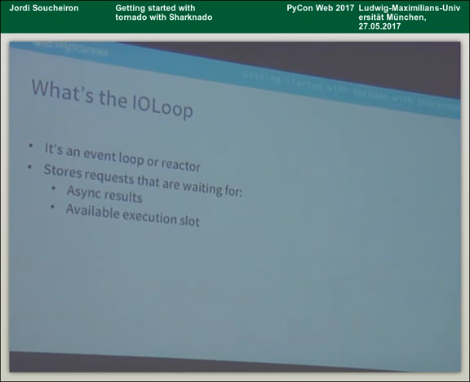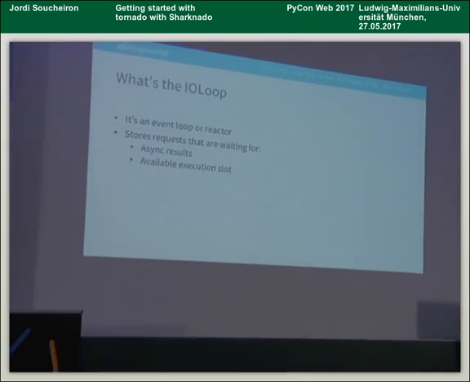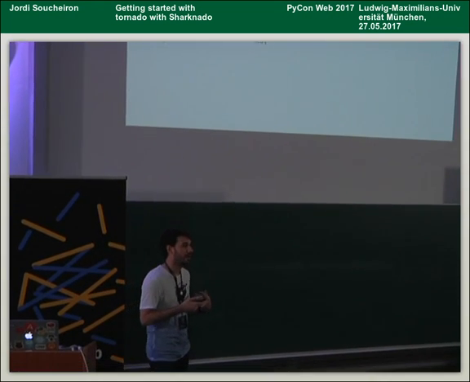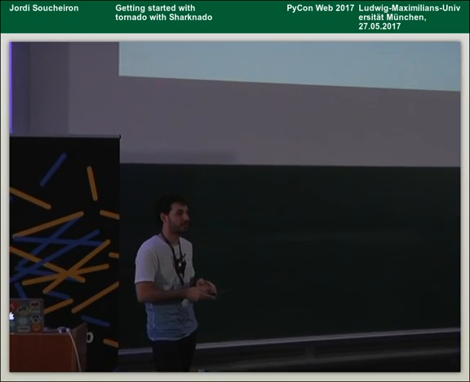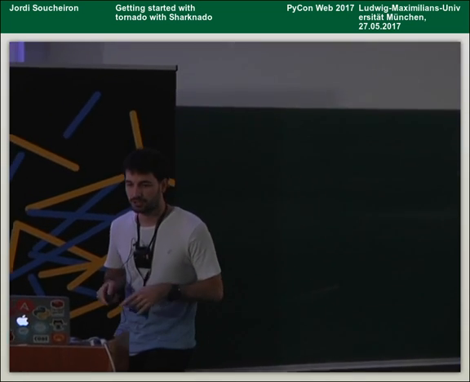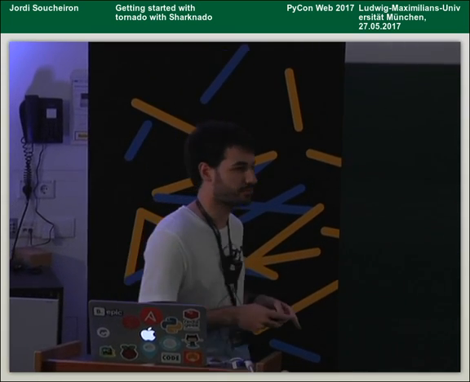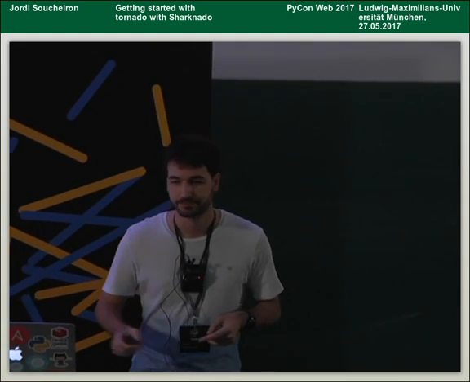So what's the IO loop? The IO loop is a reactor or an event loop. And basically what it does is it takes your application code, and every time there is an asynchronous request, it piles it up and waits for the results to come. So it will be storing all the requests that are waiting for asynchronous results or for an available CPU execution slot.